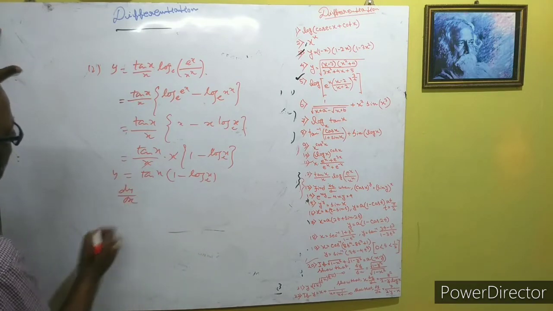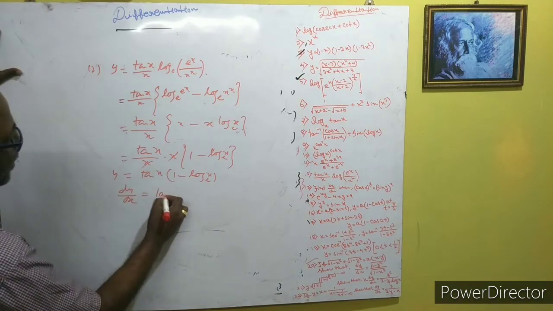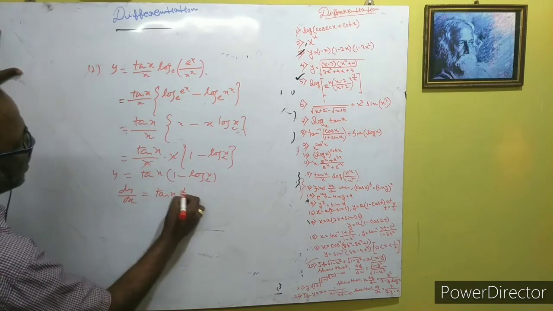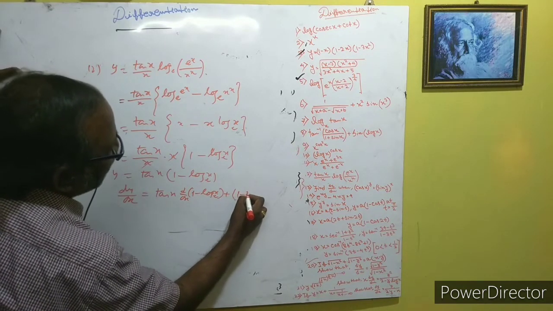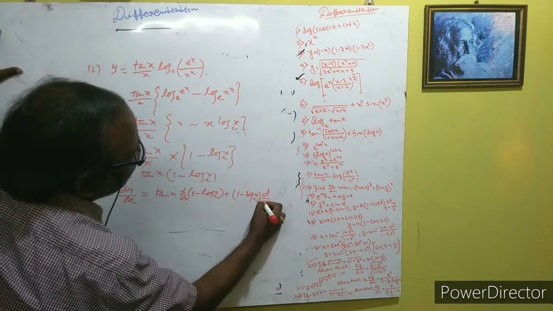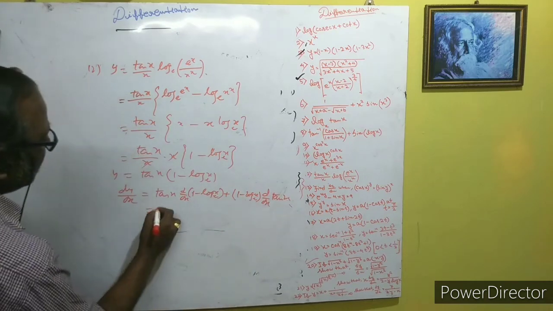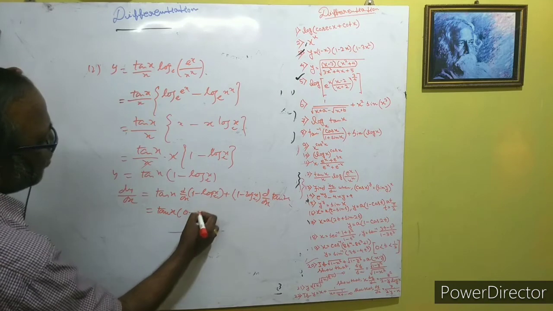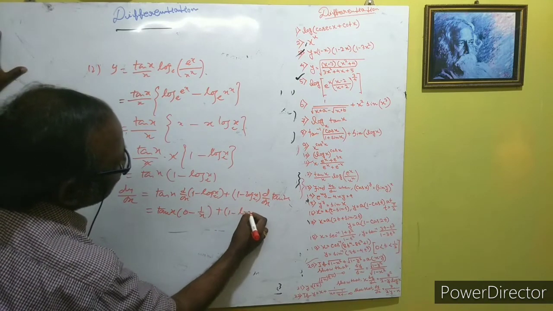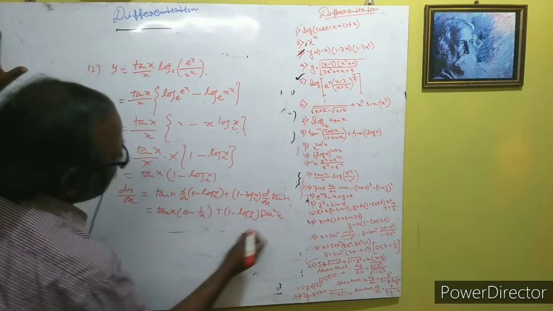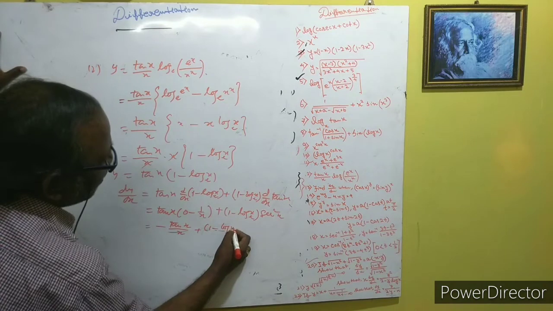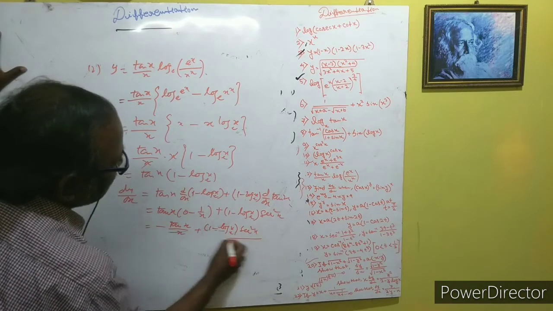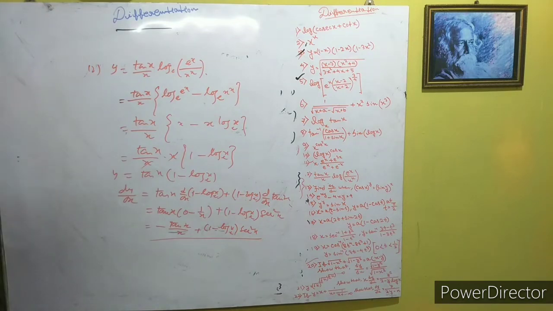Differentiate both sides. That is here d/dx of whole thing, and that is u, and d/dx of 1 minus log x to the base e here. So plus 1 minus log x to the base e into d/dx of tan x. So this is here tan x, this is 0, and derivative of log x, this is 1 by x. Again 1 minus log x to the base e, and derivative of tan x, this is sec²x. So this is here tan x by x, minus 1 minus log x to the base e into sec²x. Okay, this is question number 12. So 13, see 13.